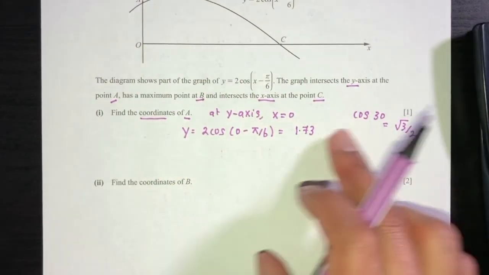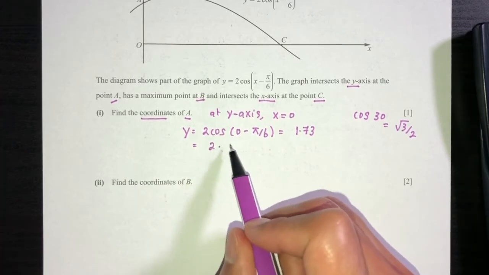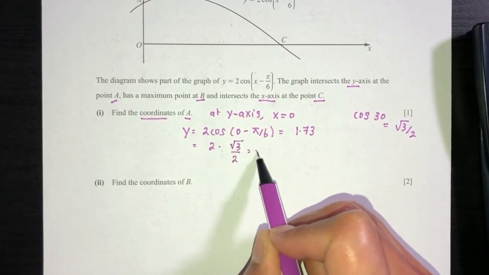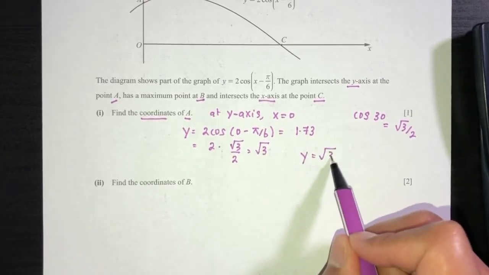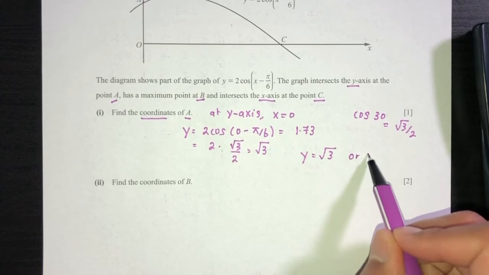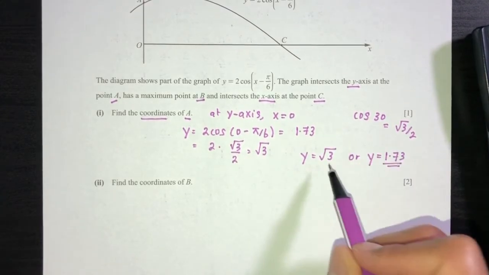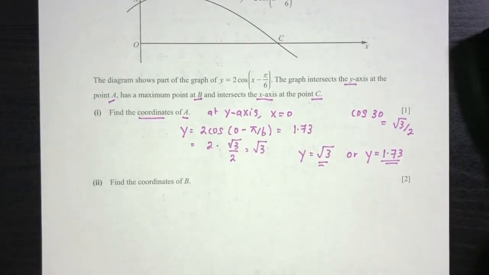So cos of minus 30 is the same value. So here we have 2 times root 3 over 2. It can be root 3 as well. So y can be this value for the exact value, or you can just write y is equal to 1.73 for your decimal value. So you have two values, you can choose which one you want to use.